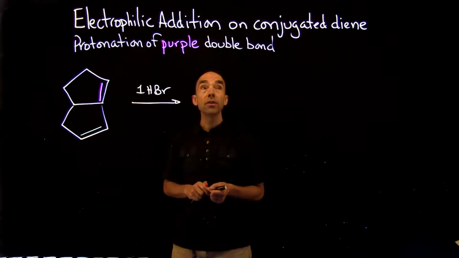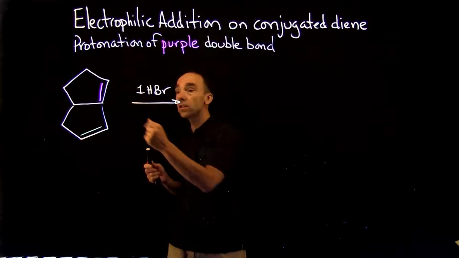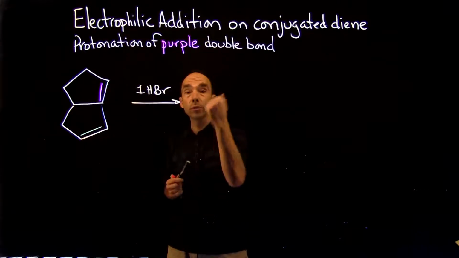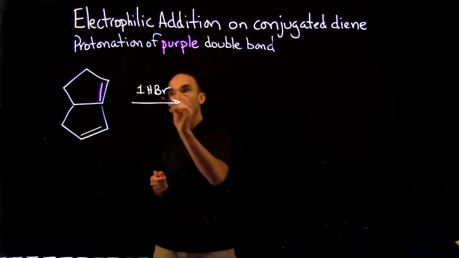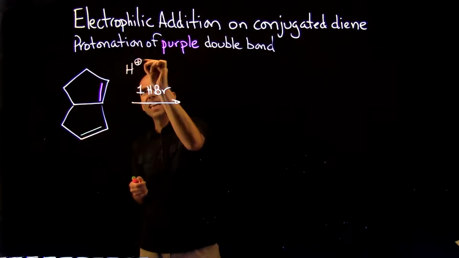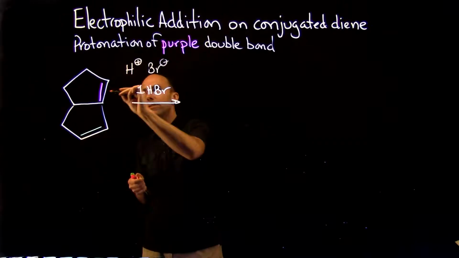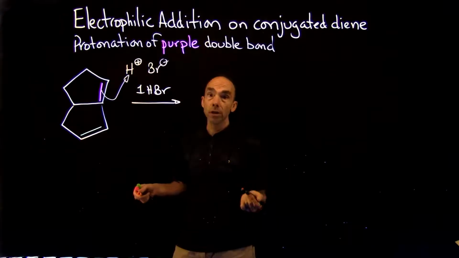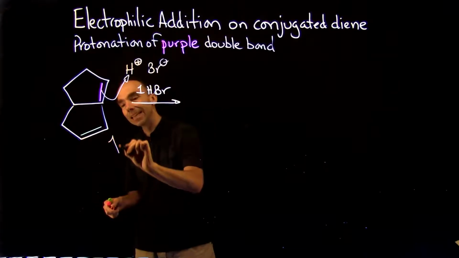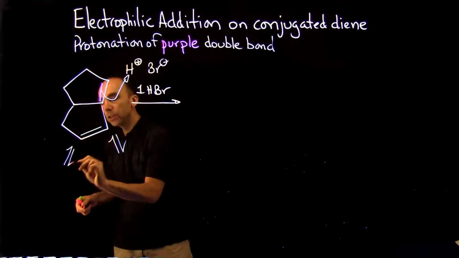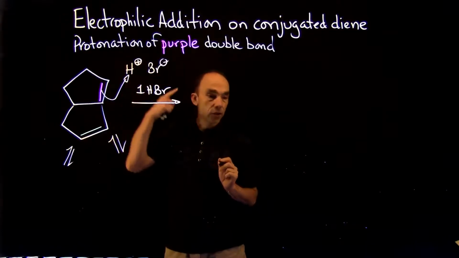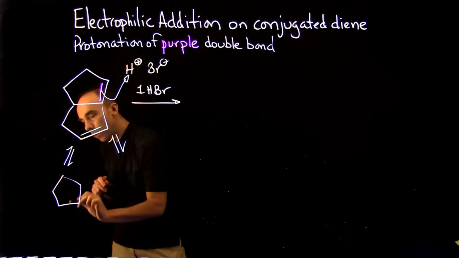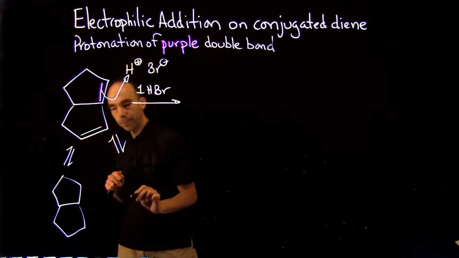This is the second part for the electrophilic addition on this conjugated diene. We're going to look now at what's happening when it's the purple double bond that reacts. The initial step is the same, no difference. We get protonation of the purple double bond, shown by the electrons attacking from the double bond to the electron deficient proton. Formation of two intermediates.